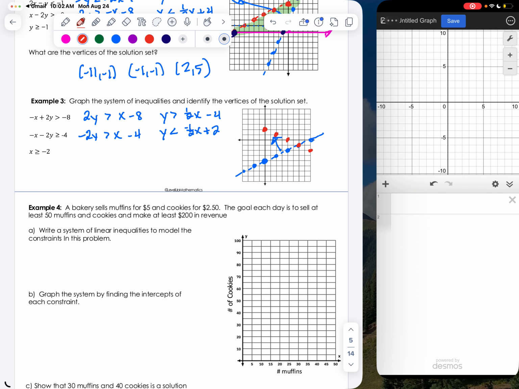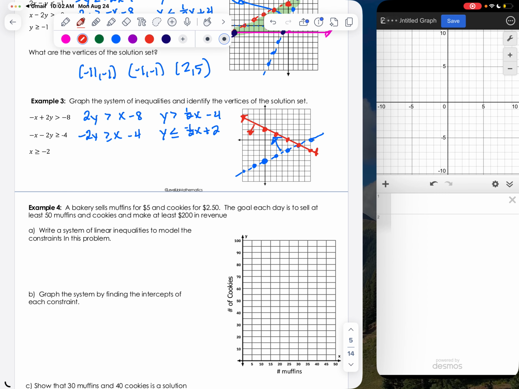Oh, and this one, I'm sorry, it had a solid line under it. So we need to graph this inequality with a solid line. Try to get that straight. Okay. Now let's draw an arrow to indicate where this is going to be shaded. Because it's less than, it's going to be shaded below.